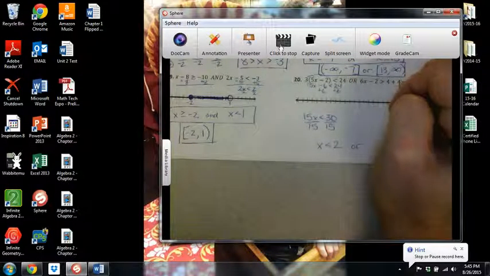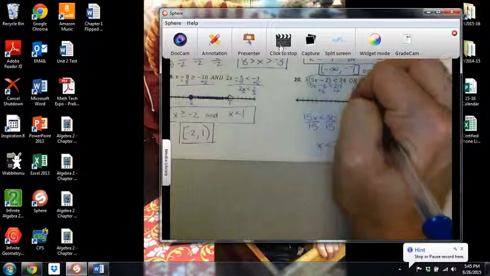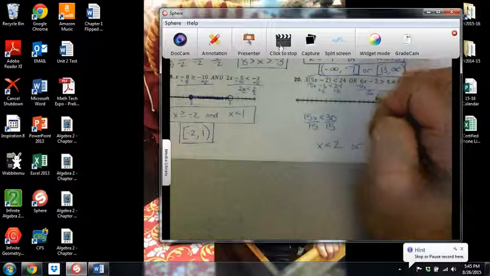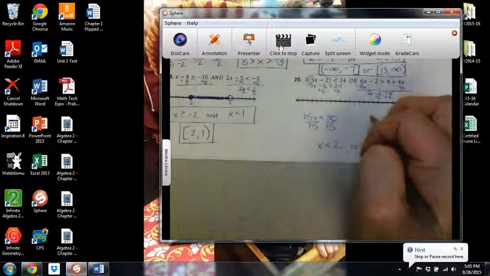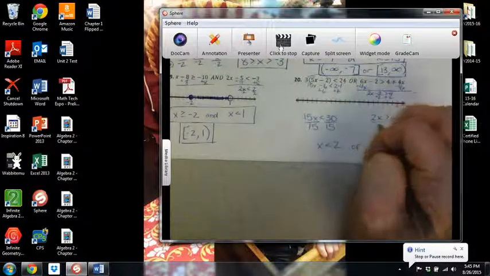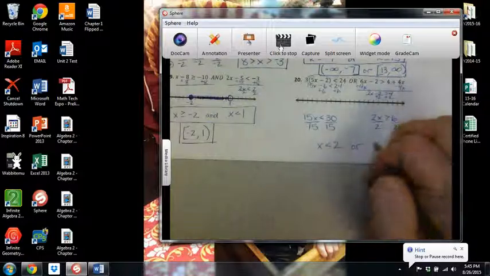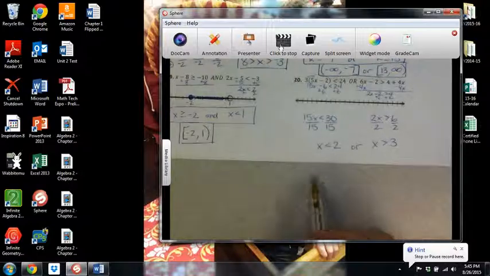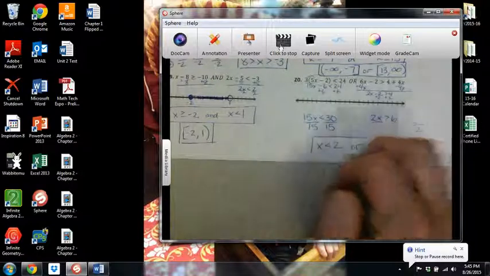So I'm going to subtract 4x from both sides. I get 2x minus 2 is greater than 4. If I add 2 to both sides, I get that 2x is greater than 6. Divide by 2, and I get x is greater than 3. So I want to be less than 2 or greater than 3. And so I'm going to box that in.